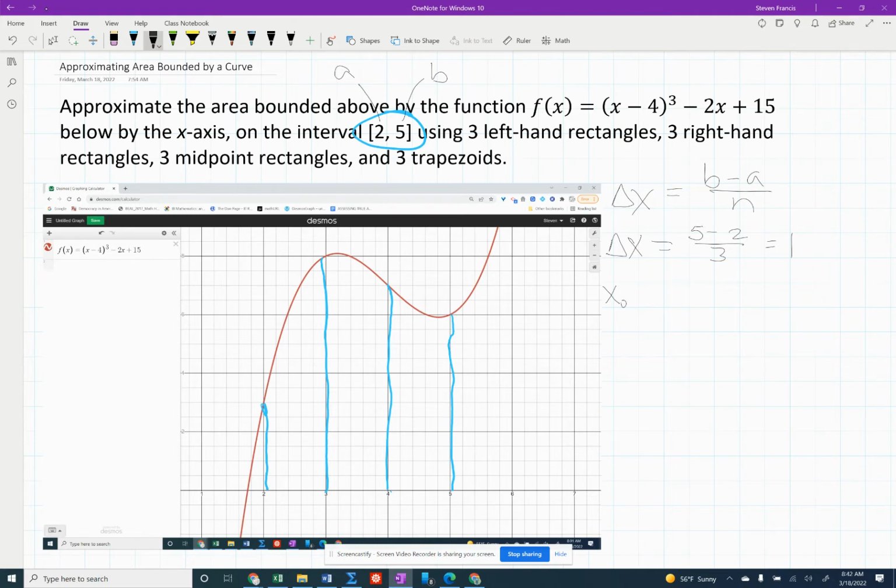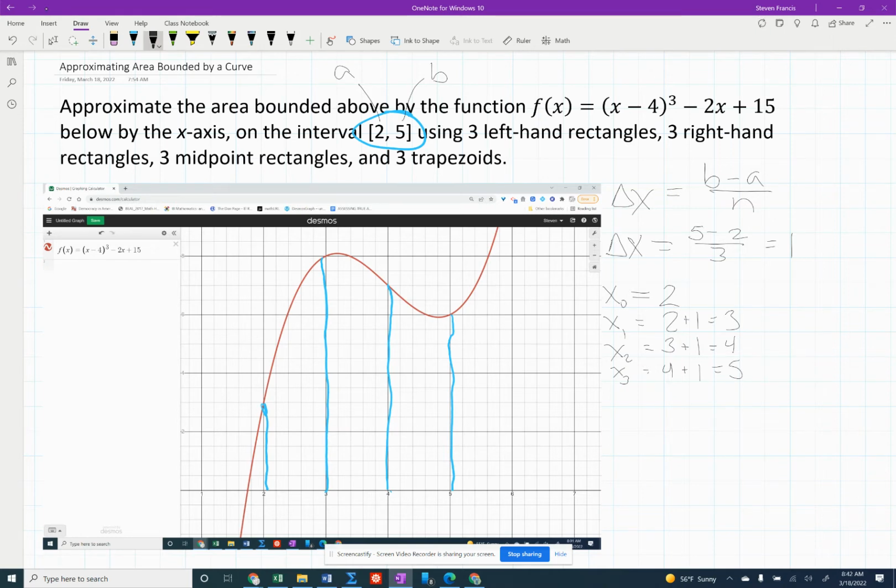X sub 0, or x naught, N-A-U-G-H-T, is always your left-hand endpoint. So this starts off to be 2. And then we're going to keep adding delta x to get the new endpoint, just like I did over here in the picture. So x sub 1 is going to be 2 plus 1, or 3. X sub 2 is going to be 3, the previous one, plus that delta x, which is 4. And x sub 3 is going to be 4 plus 1, which is equal to 5.